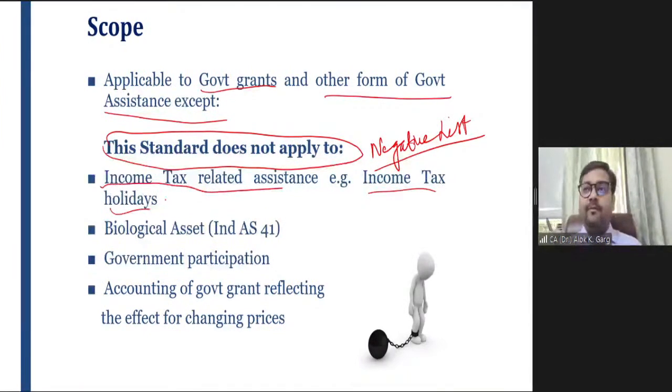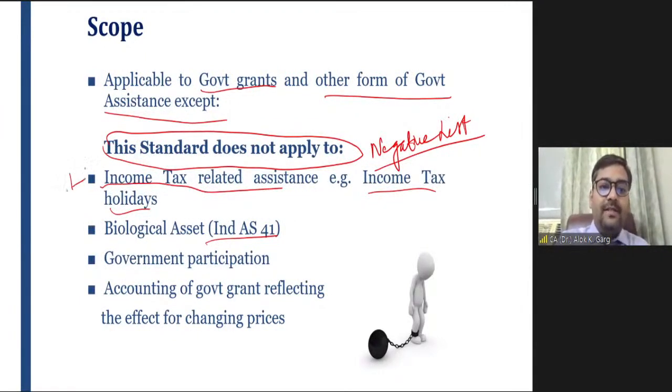Biological assets. Sir, if a grant is related to a biological asset, please remember, I have taught you Ind AS 41, the agriculture standard, and I have taught you the government grant also. So Ind AS 41 includes the accounting related to biological assets, agricultural produce, and government grants related to agricultural produce or biological assets. Okay. So if the government is providing a grant with respect to an agricultural asset, Ind AS 20 will not be applicable. Then sir, which standard will be applicable? Ind AS 41 will be applicable.